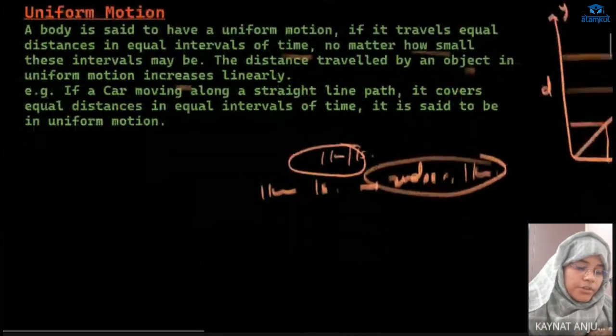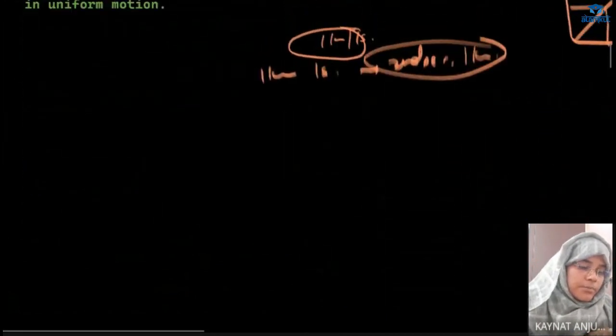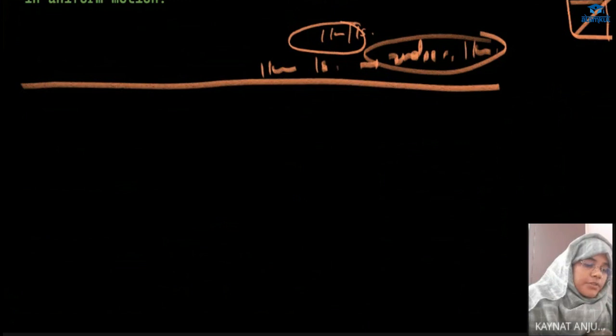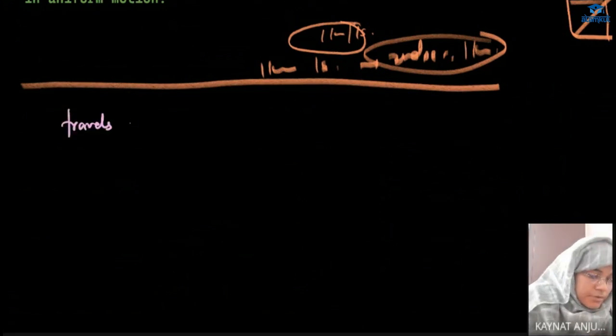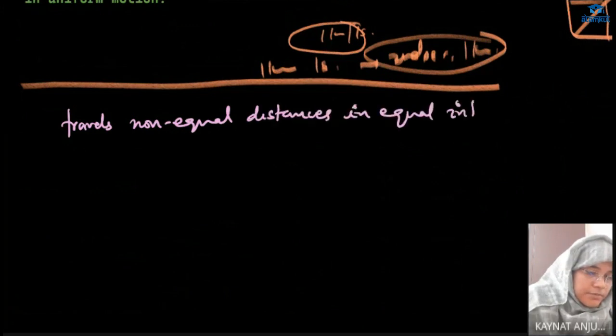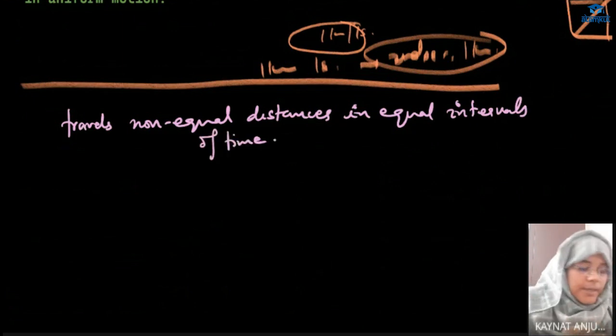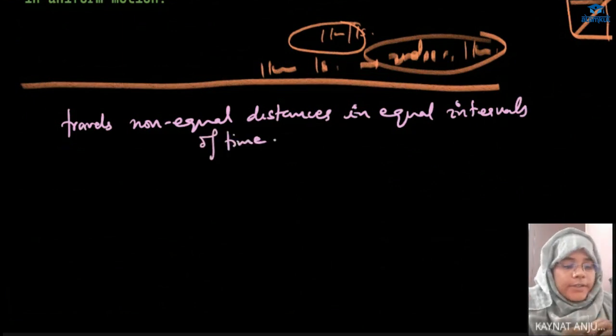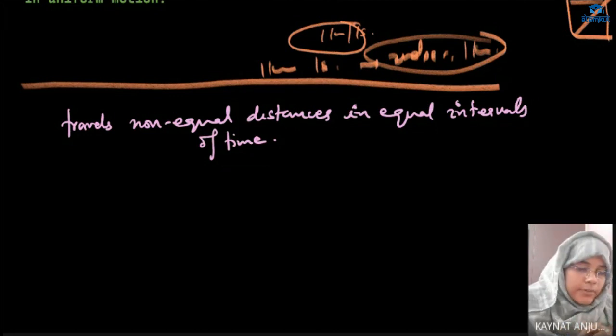Now comes non-uniform motion. Non-uniform motion is just the opposite of uniform motion, obviously. A body travels non-equal distances in equal intervals of time. Travels non-equal distances means the distances are not equal in equal intervals of time.